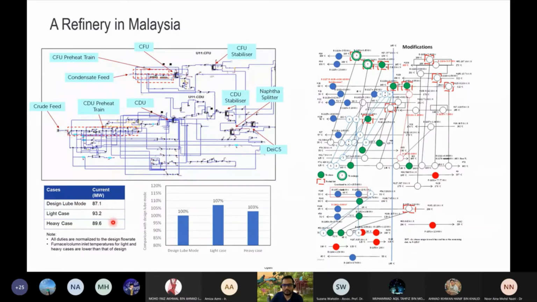When we compare the energy consumptions, we can see the design case is 87 megawatts. The light case is slightly higher, and the heavy case is just slightly higher again. So can we decrease it even more? That's what we did.